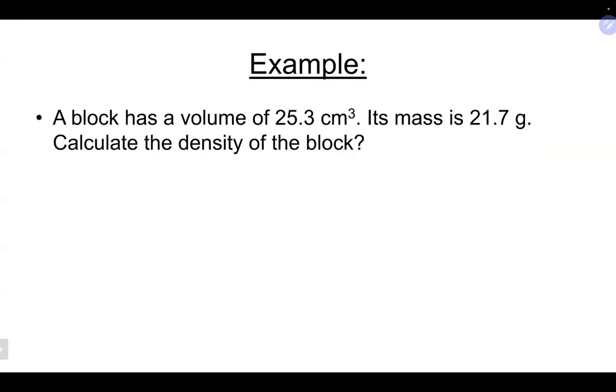All right, so why don't we try one here? A block has a volume of 25.3 cubic centimeters. Its mass is 21.7 grams. Calculate the density. So obviously we're looking for the density.